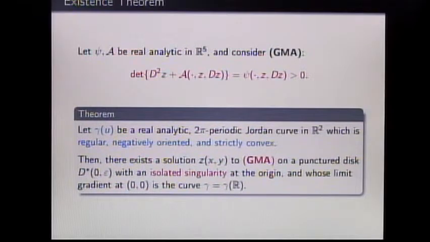Negatively oriented, this is just a technical restriction, you will see later why, and strictly convex. Then you can construct a solution of this PDE, which has an isolated singularity and such that the limit gradient of the solution at the puncture is exactly the curve you started with. Okay? In some sense, you are starting with a convex cone, and you can construct a solution.